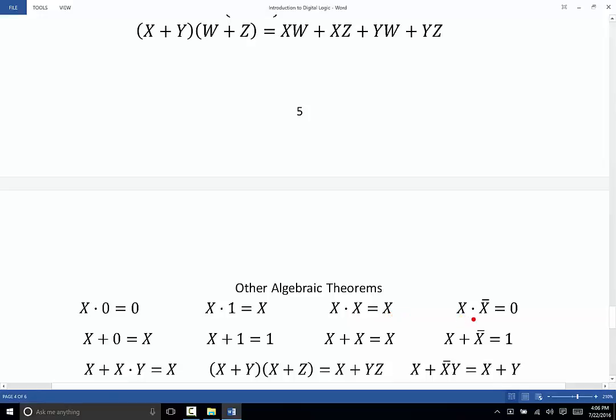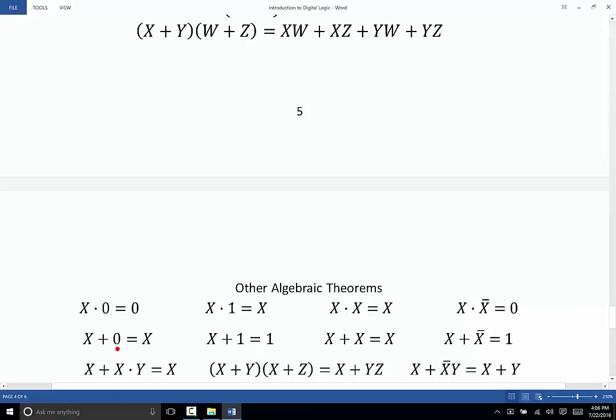Here's a very interesting one. X ANDed with not X. This is like saying, I want you to show me something that is a chair and also not a chair at the same time. There is no such thing as something that is a chair and not a chair. There is no such thing as something that is both X and not X at the same time. So if you ever see both X and what we call its complement, its opposite, in the same term, that's going to go to 0 right away.